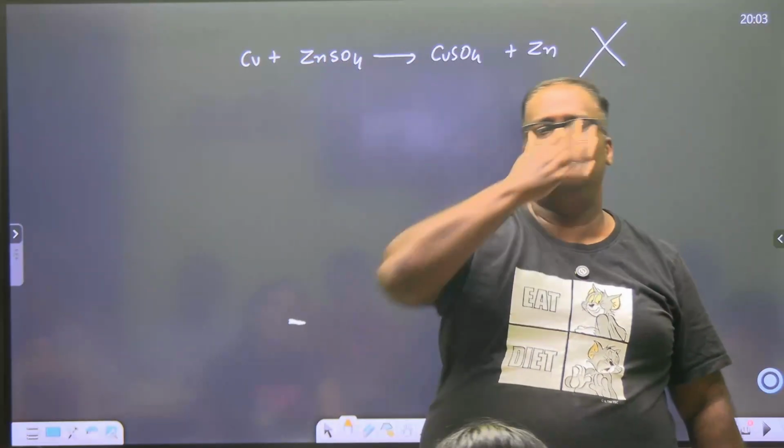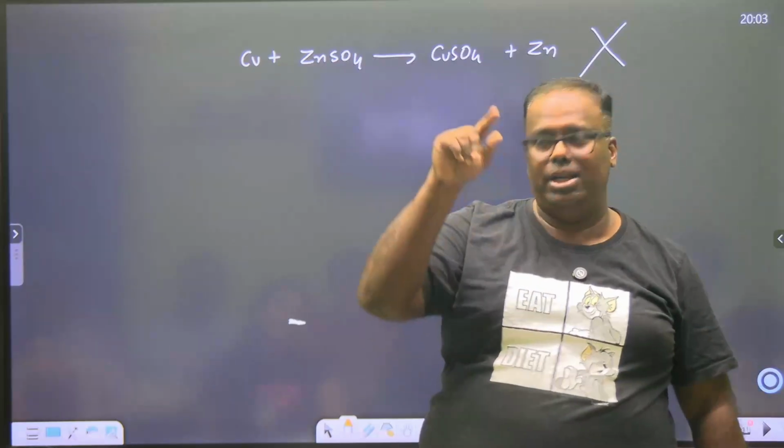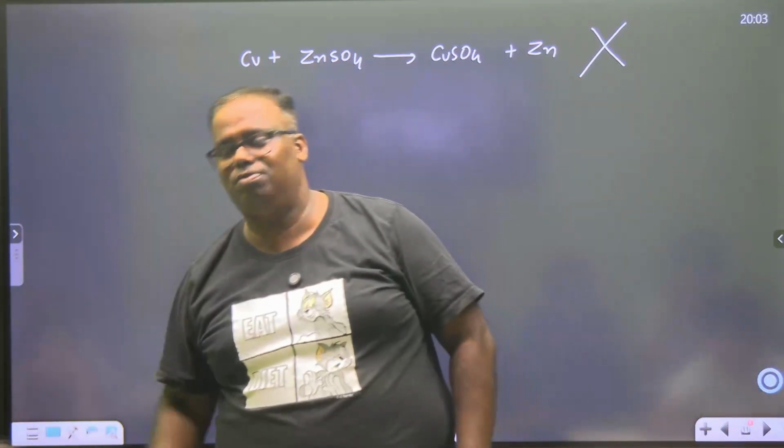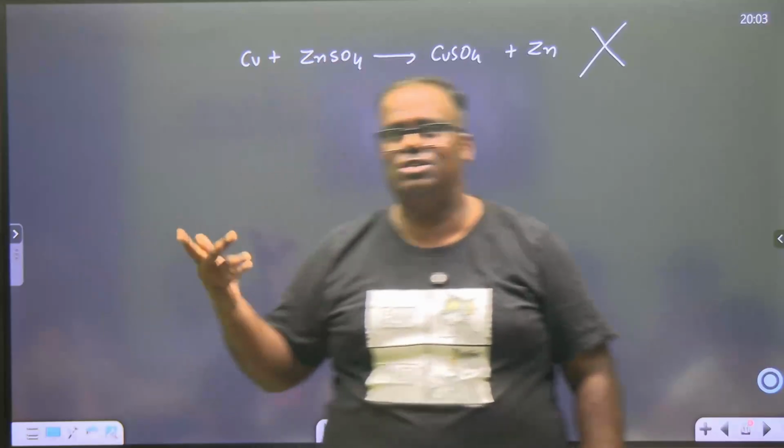And you should ask now, sir, which side will hydrogen go? Hydrogen is H plus, so it will go to the negative. And oxygen is O minus, so it will go to the positive.